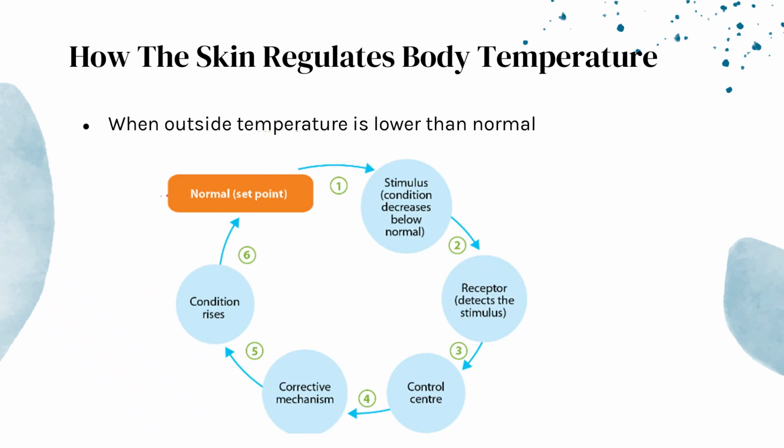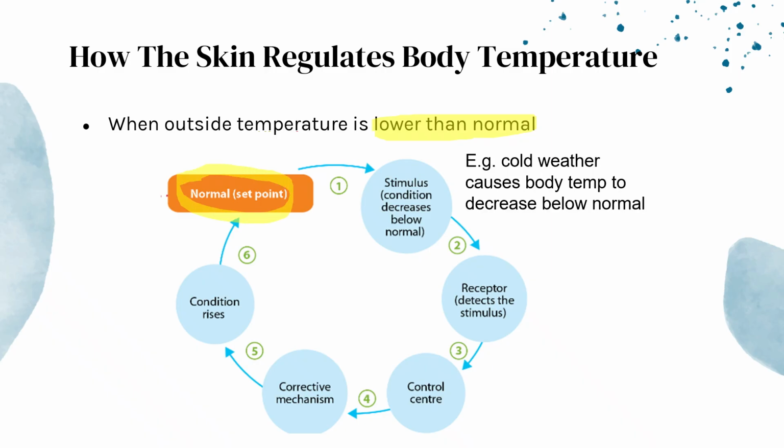So the opposite occurs when outside temperature is lower than normal. When it is very cold outside, you will feel cold. This is what is happening in your body. Again, a normal set point, your body is in normal, but when it becomes very cold, it will cause your body to go through a series of corrective mechanisms.